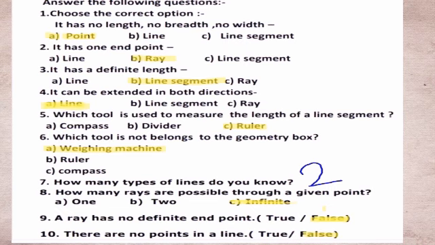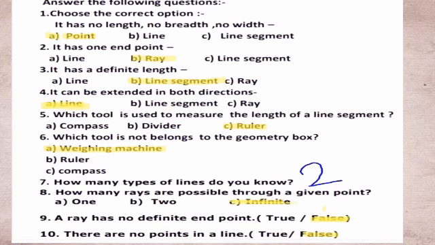Our first question was: it has no length, no breadth, no width. The options are point, line, line segment. What have we learned? We have learned that a point has no length, no breadth and no width. So the answer will be option A, point.